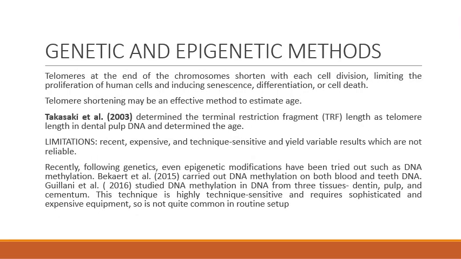Next is genetic and epigenetic methods. Telomeres at the end of the chromosomes shorten with each cell division, limiting the proliferation of human cells and inducing senescence, differentiation, or cell death. Telomere shortening may be an effective method to estimate age. Takasaki et al. in 2003 determined the terminal restriction fragment length as telomere length in dental pulp DNA and determined the age. The limitation of this method is that, as expected, it is really expensive and technique sensitive, and it can yield variable results which are not reliable.